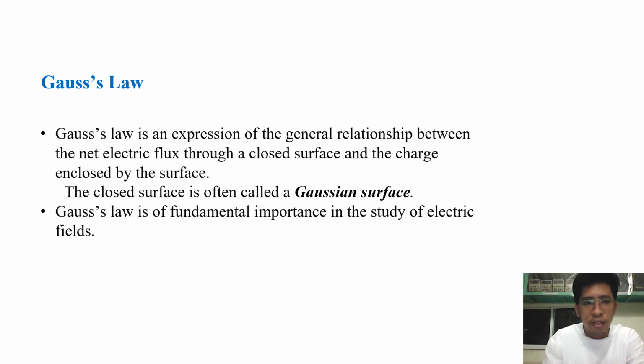Now let's go back to Gauss's law. Gauss's law is actually an expression of the general relationship between the net electric flux and the charge enclosed. That's why we discussed first the electric flux through a closed surface and the charge enclosed by the surface. So that's why I highlighted earlier, you have your flux, Φ_E, that is equal to your Q over your epsilon naught. The closed surfaces, the imaginary box, the imaginary sphere that we had earlier, we often call those your Gaussian surfaces.